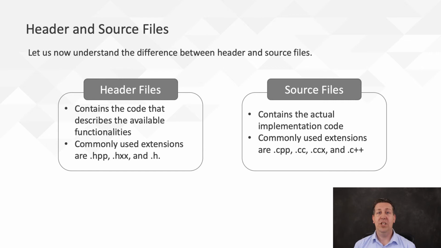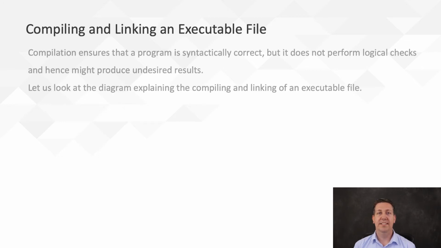To create an executable file from the header and the source files, the compiler starts by pre-processing the directives, preceded by the pound sign and generally at the top of the files, that are all contained in the file. Compilation is a process that ensures that a program is syntactically correct, but it does not perform any checks regarding its logical correctness. This means that a program that compiles correctly might still produce undesired results.